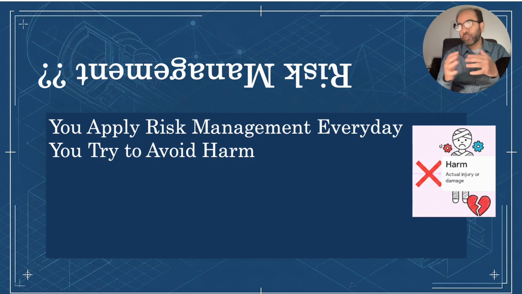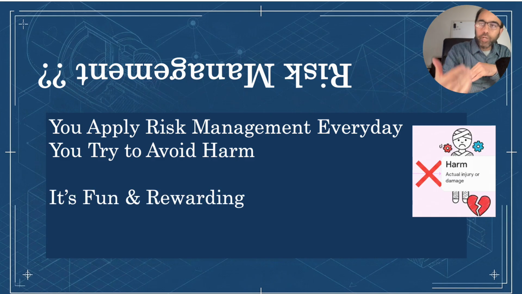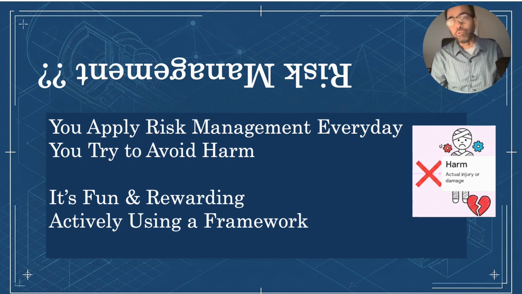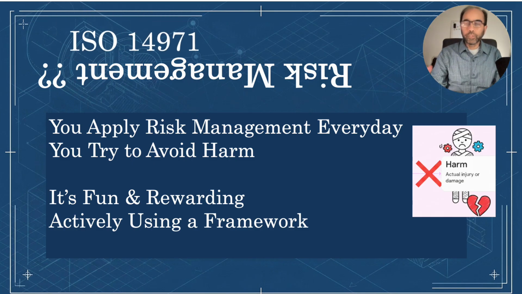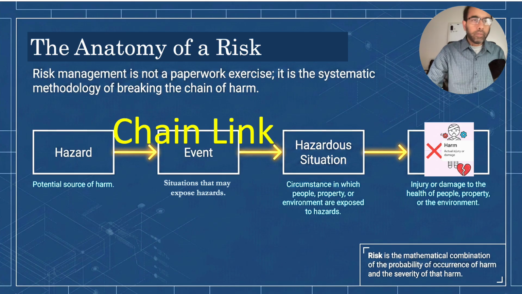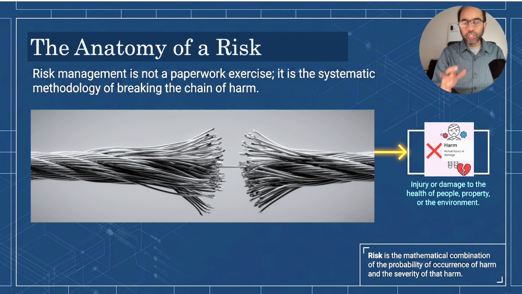In this course, what we are going to do is show you the other part also, that is fun and rewarding when you apply risk management knowingly using a framework, a risk management framework. The framework that we are going to use today is ISO 14971, risk management for medical devices. The first step of understanding risk management is to understand the anatomy of a risk. Harm occurs when a chain leads to the harm, and our objective would be to break that chain of harm.